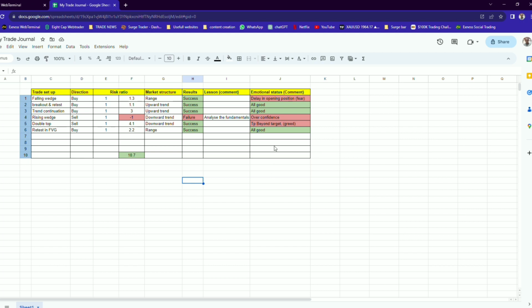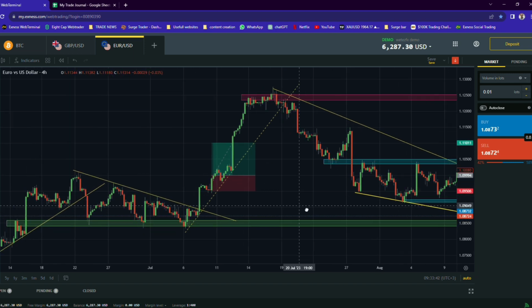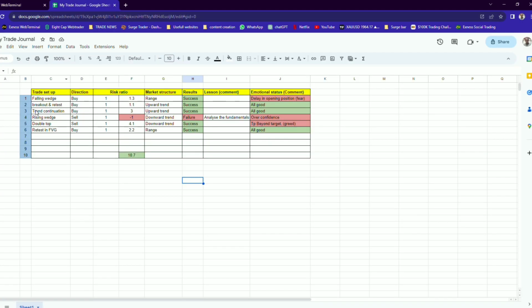So first thing, this is an Excel. I will put the link of this down in the description. So these are some of the major things you can include in your trading journal. First thing, you include your trade setup. What was the setup of that order? If you go back at this order, this was a breakout and retest. So it means in your trading journal, the setup will be a breakout and retest.